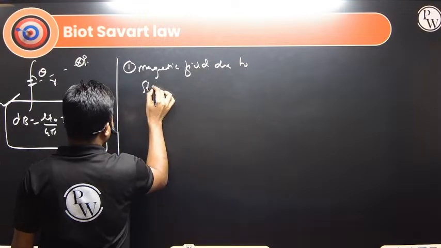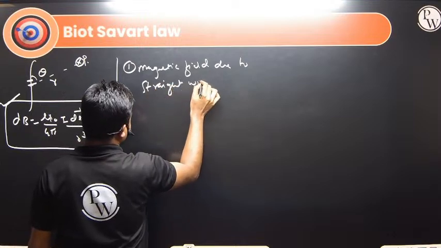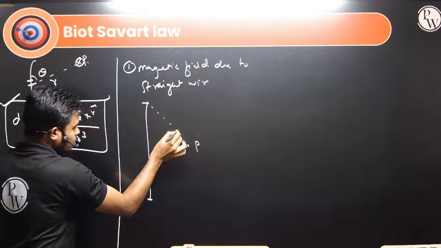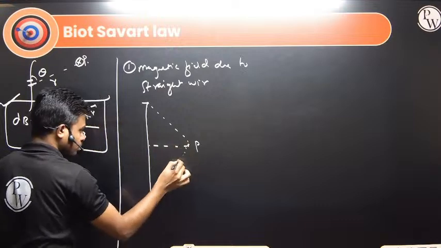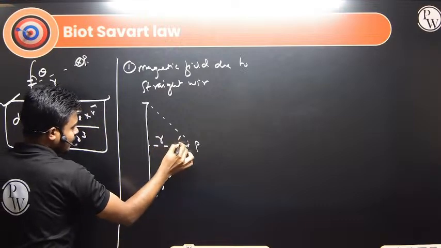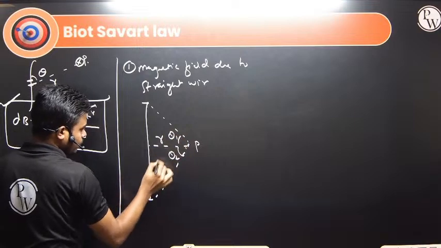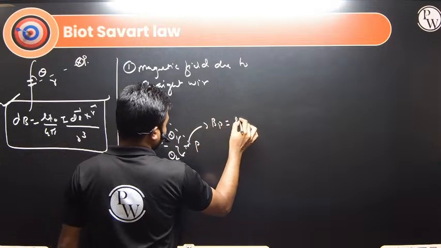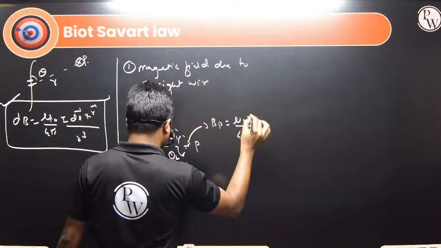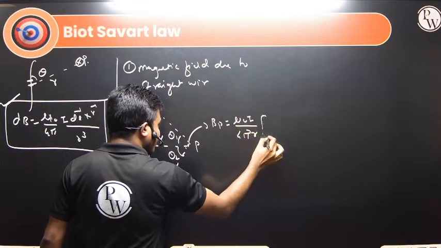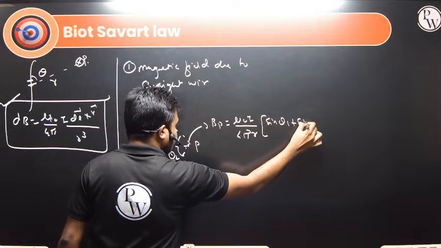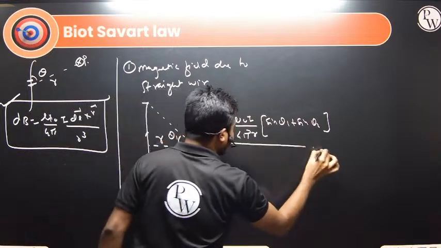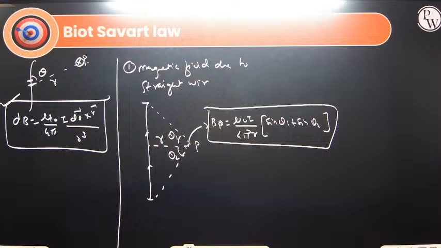For a straight wire, let's say the wire is there and at this particular point you want to calculate the magnetic field. Join this point with the ends of the wire. The distance is r, one angle is theta 1 and the other is theta 2, and current is flowing from the bottom to the top. The magnetic field at point P is B_P equals mu naught I divided by 4 pi r, into sine theta 1 plus sine theta 2. This is the magnetic field at point P because of the current carrying wire.